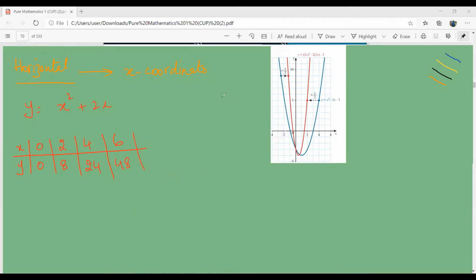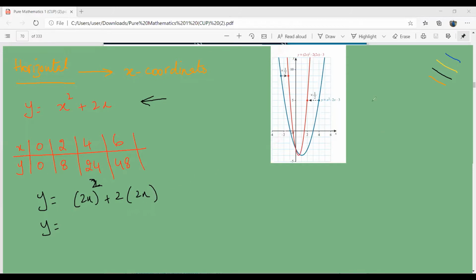Now guys, let's say I change this equation to y is equal to 2x squared plus 2 into 2x. So now the equation is the same, I'm just changing all these x's with 2x's.